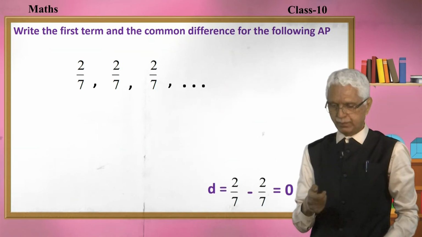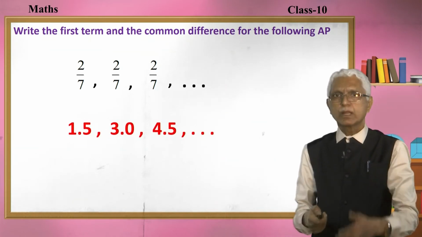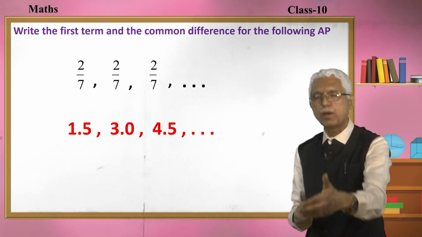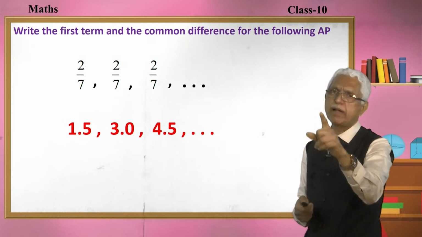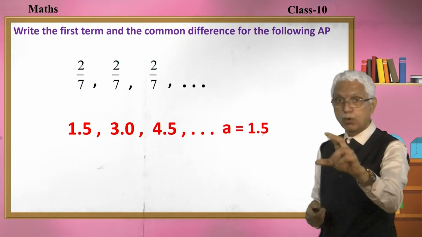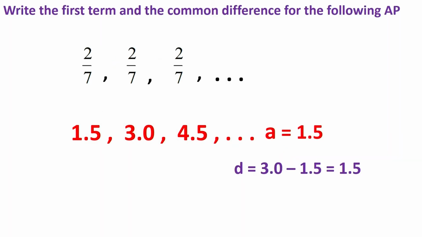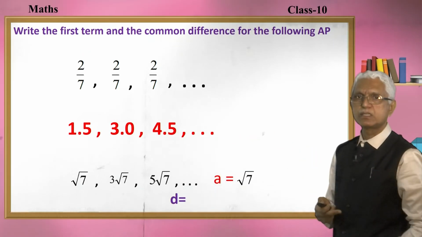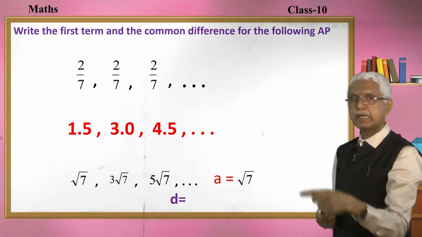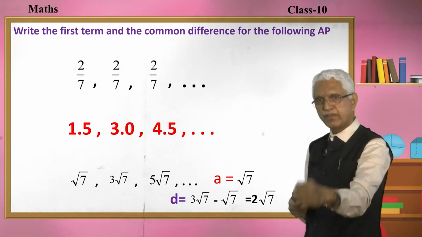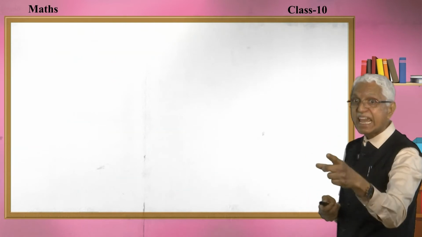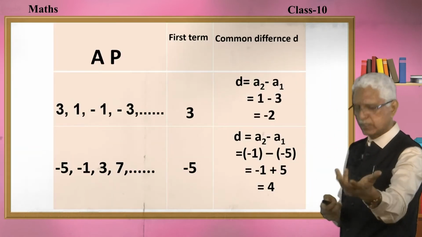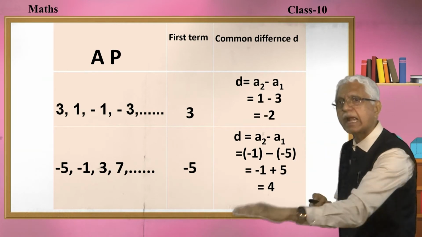Take another example, my dear children. 1.5, 3, 4.5. I am sure by now you have identified it as an arithmetic progression. 1.5 plus what did you add? 1.5. 1.5 plus 1.5 is 3. 3 plus 1.5 is 4.5. So, the first term is 1.5, the common difference is 1.5. Take the second example, root 7, 3 root 7, 5 root 7. What is the first term? a is the first term, root 7, and the common difference was 2 root 7. To root 7, you are adding 2 root 7, right?